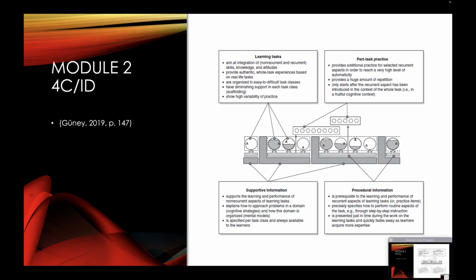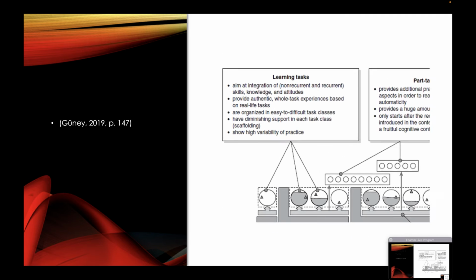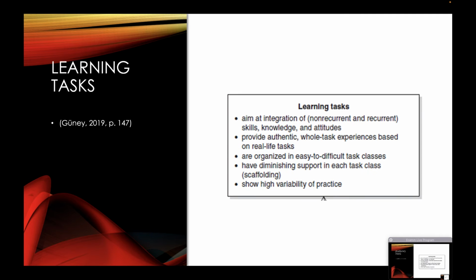So let's talk about the four components: learning task, supportive information, procedural information, and part task practice. So let's look at our first step, and that's the learning task. We want to, of course, just like we did before when we looked at the objectives, look at, well, what are we trying to do here? What are we trying to teach? What are we trying to get to? What do we want the learner to know when they get done?